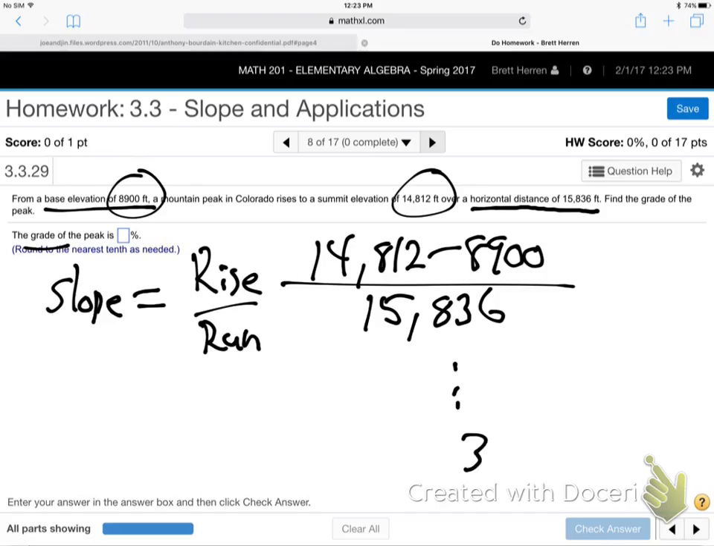37%? Everybody else getting that same thing? Good. Sounds like 37%. Is that true? Got a couple people getting that? All right. Good deal. All right.